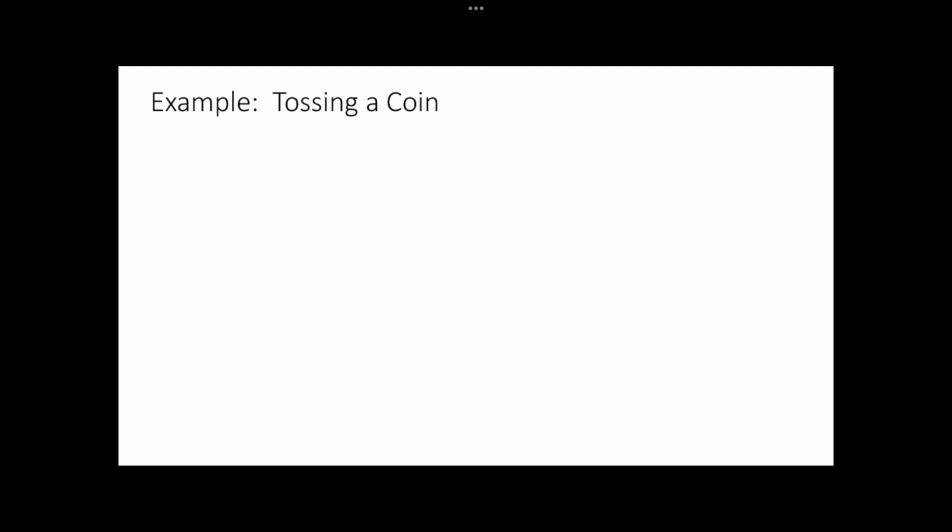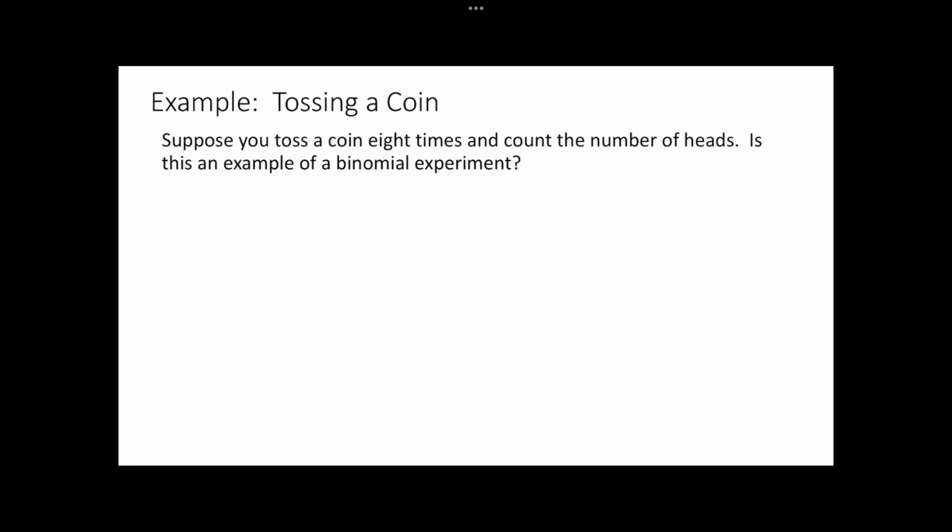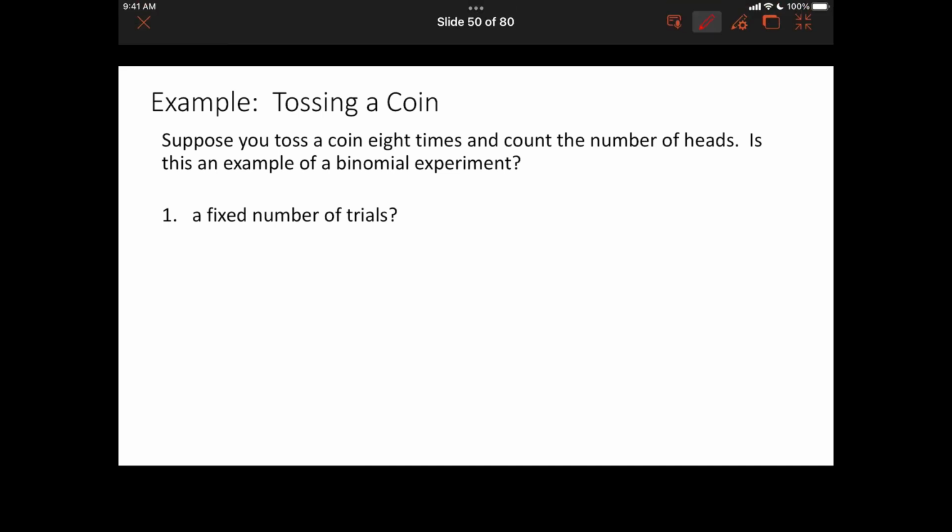So suppose that we want to toss a coin 8 times and count the number of heads. Is this an example of a binomial experiment? Well, let's check the conditions. So first of all, is there a fixed number of trials? Sure, there's a fixed number of trials. There are going to be 8 trials.